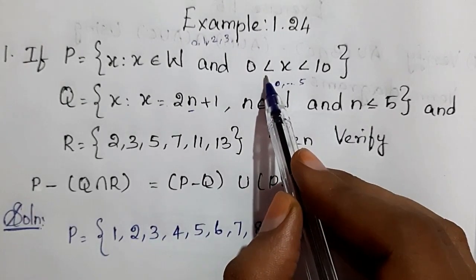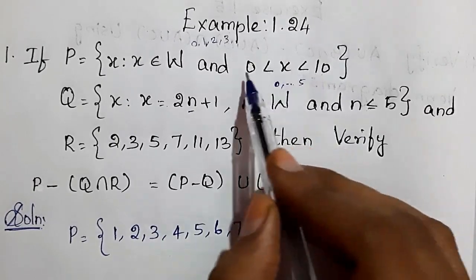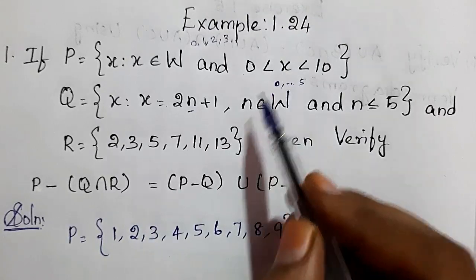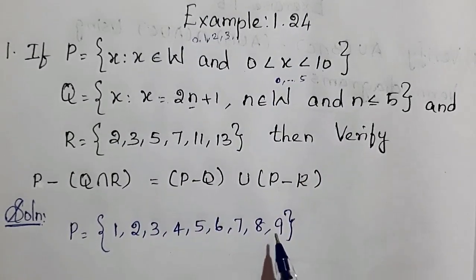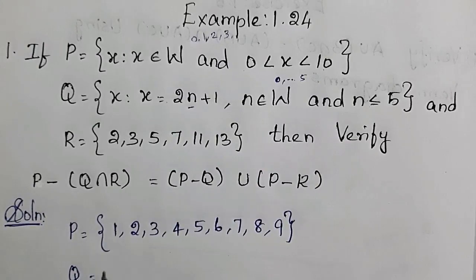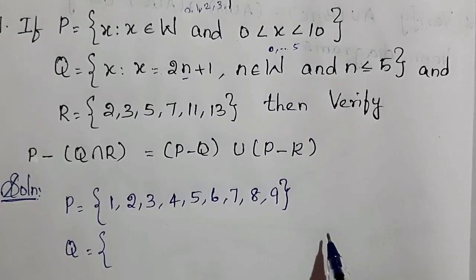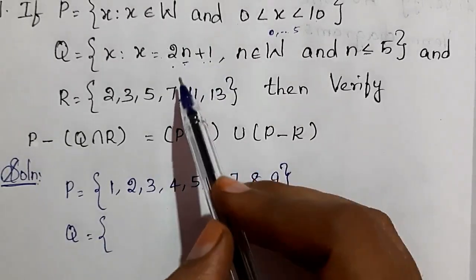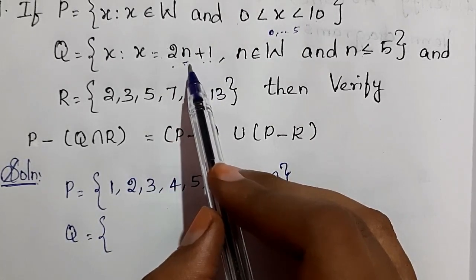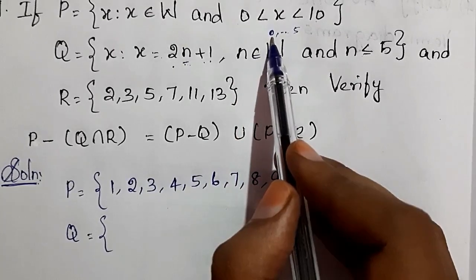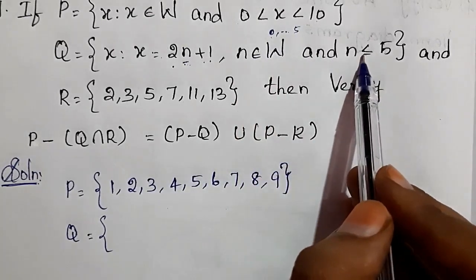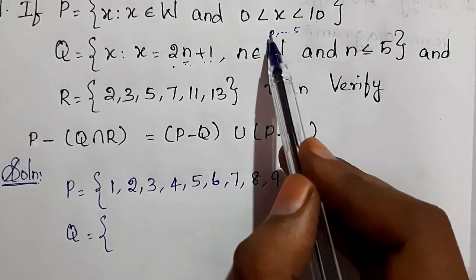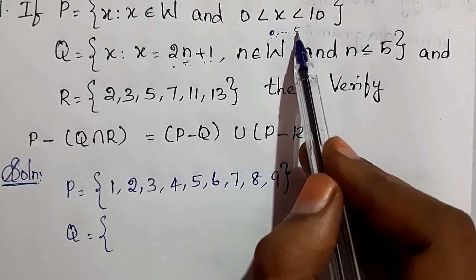If they gave less than or equal to, we can consider both. But they didn't, they just gave less than. So we can consider the next one, 1 to 9. Then Q. See the Q elements, in the form of 2n plus 1, but all the n values start from 0 to 5. They just gave less than or equal to 5, but it is whole numbers, starting from 0. So 0 to 5.